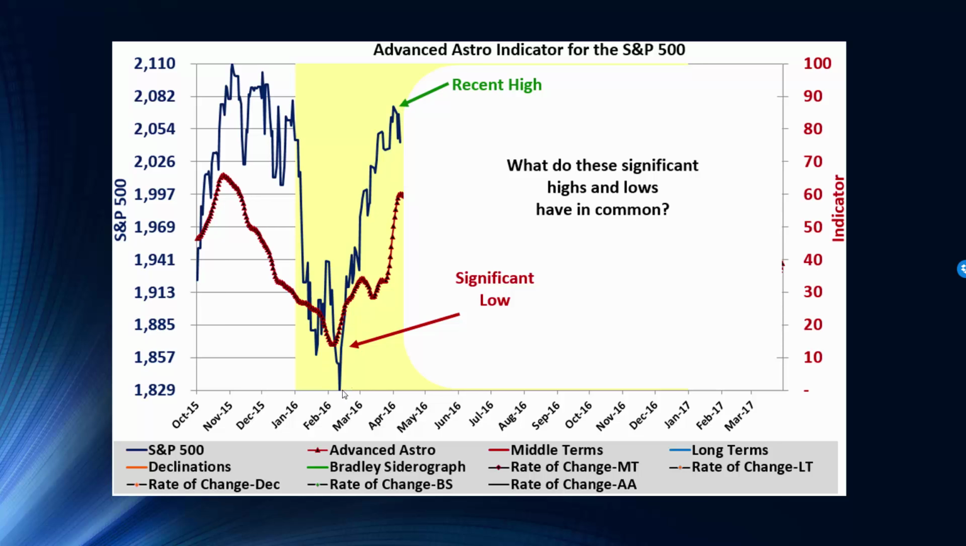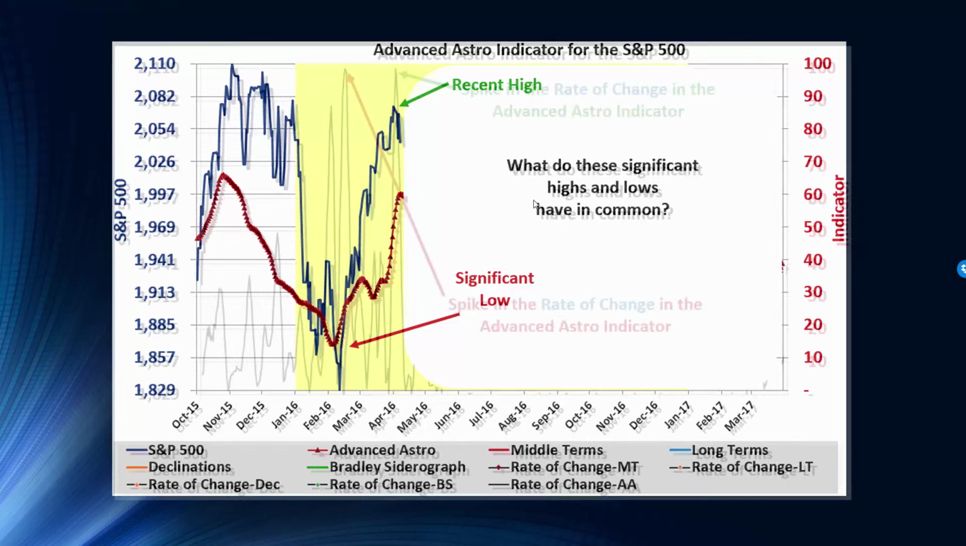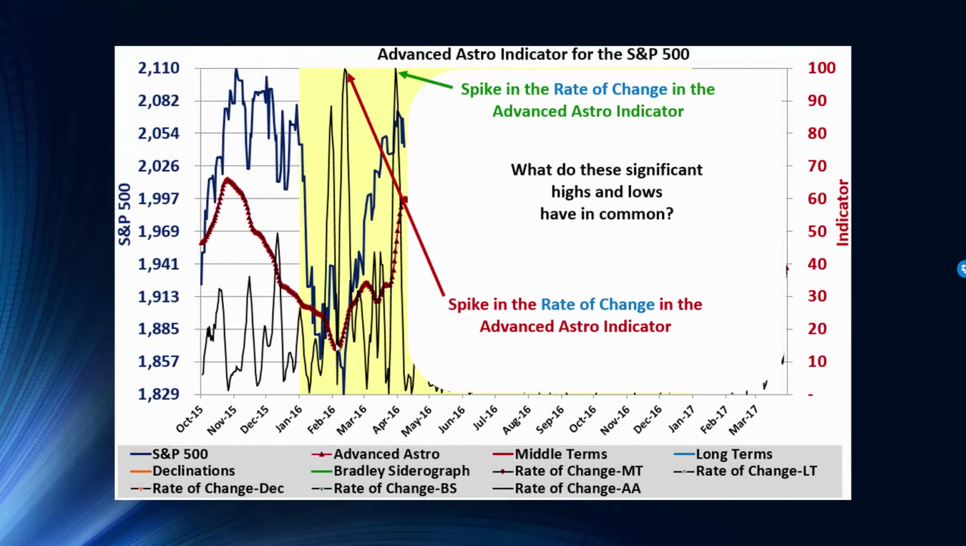So the low point in February and the high point about a week ago, what do they have in common? If you look at the rate of change in the Advanced Astro Indicator, you can see that for the most recent high, which took place about a week ago, there was a spike up in the rate of change. And over here, when you had a low in the S&P 500, we also had a big spike up in the rate of change. So what is the rate of change?